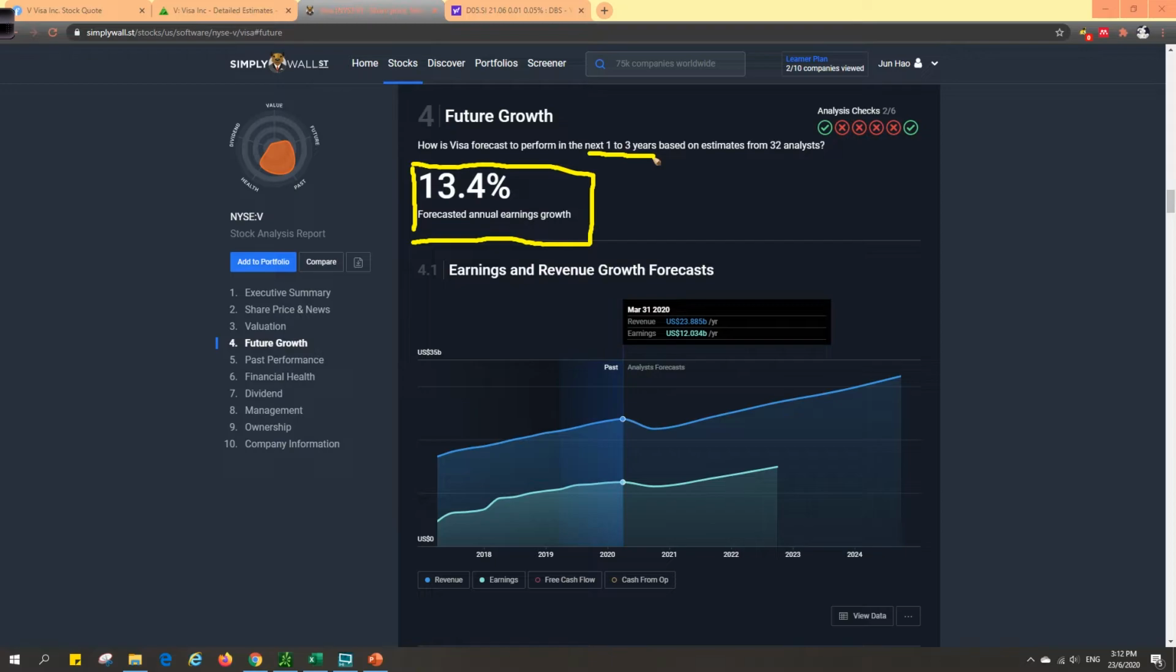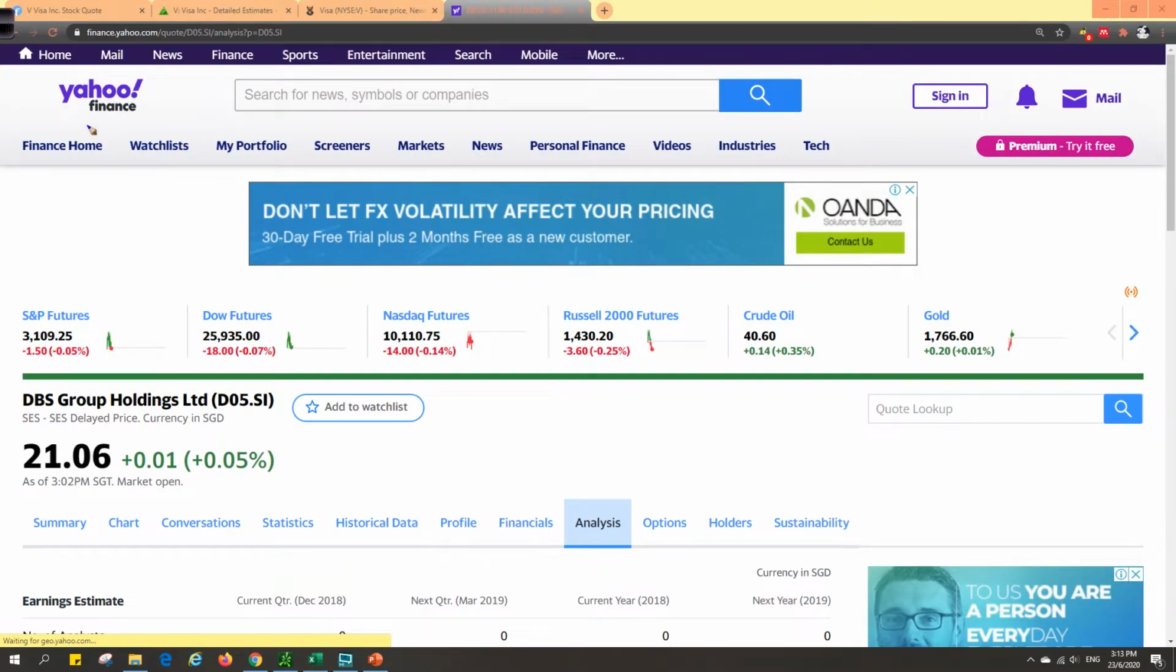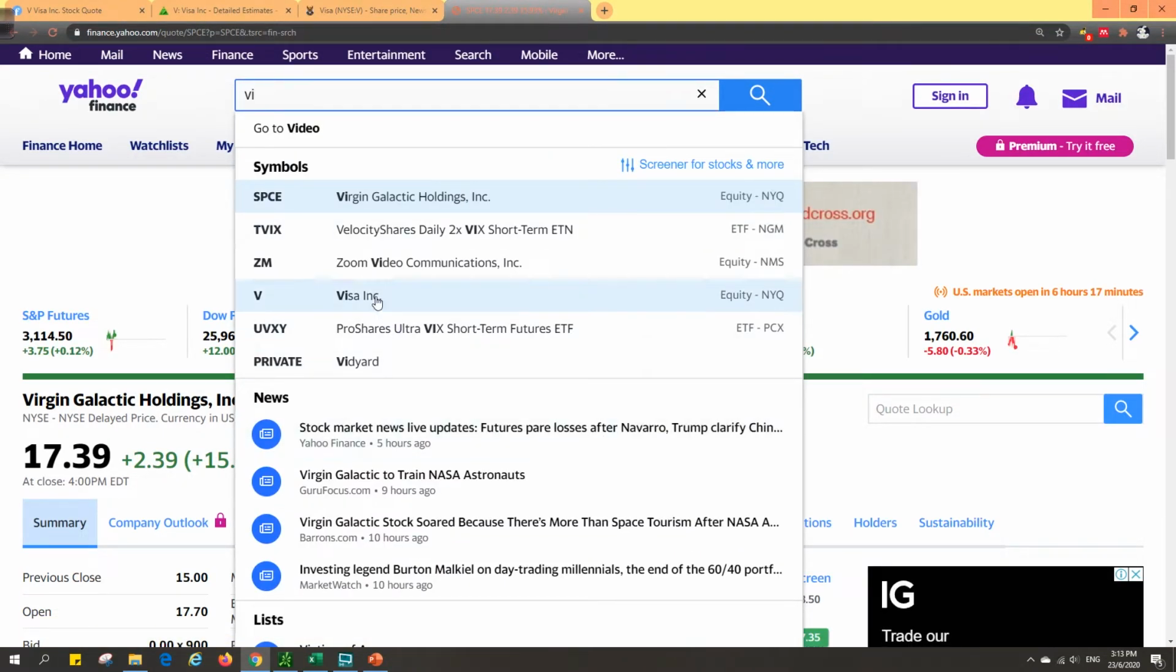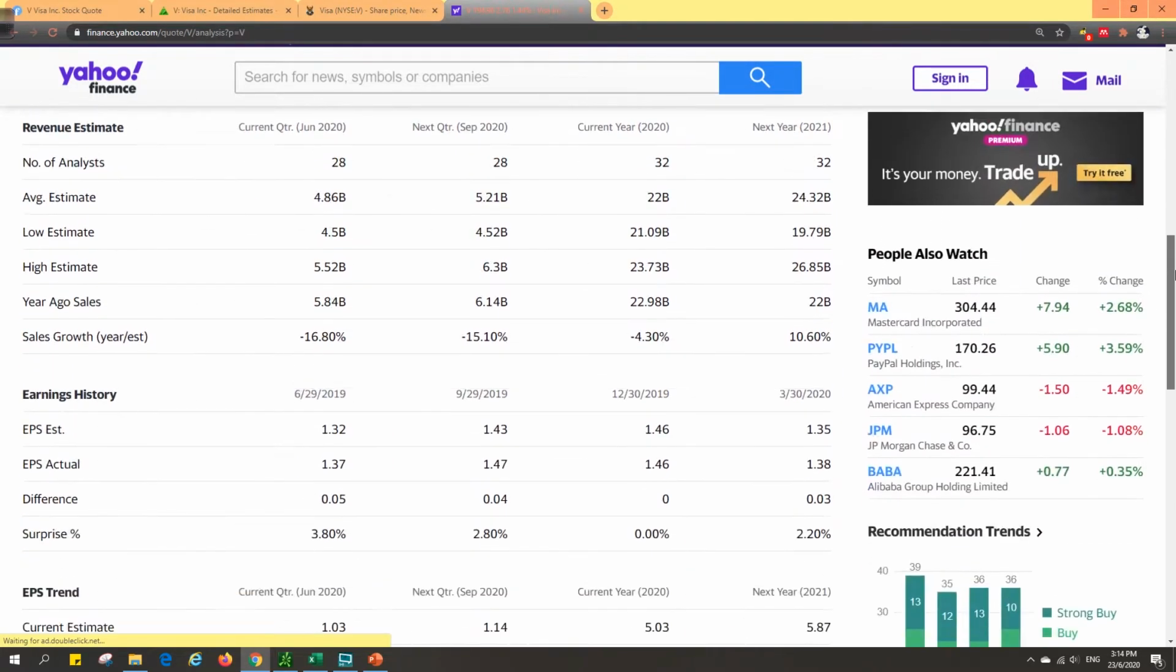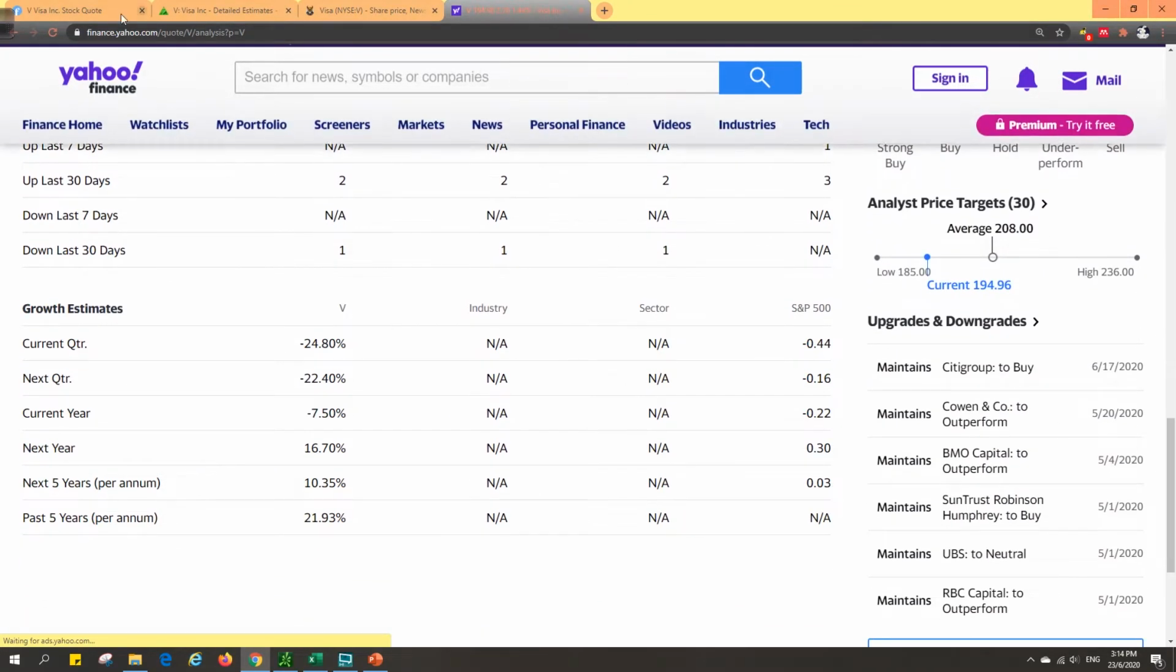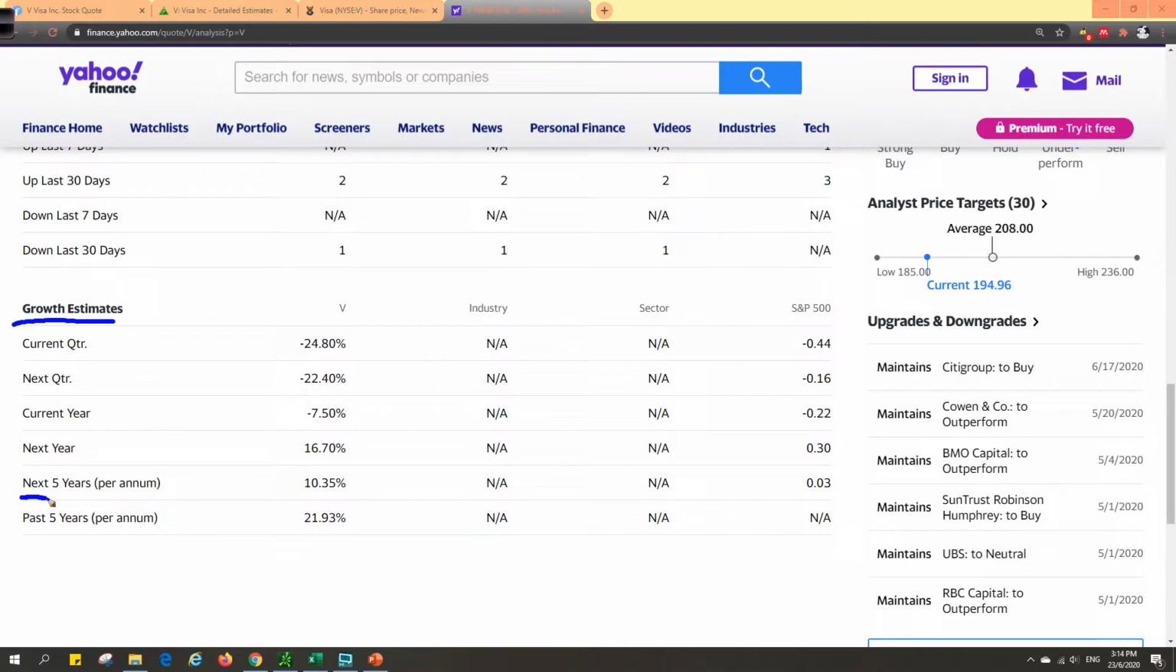If you rely on the estimates from Simply Wall Street to do your intrinsic value calculation, there might be a need to tweak some of your figures in the calculation itself. And last but not least, Yahoo Finance is also another reliable source that you can look up the growth rates of companies on. Likewise, key in the ticker symbol and then go over to the section on analysis. Scroll down all the way till you reach the growth estimate section. And the figure that we are interested in could be found under next 5 years per annum. Similarly, Yahoo Finance reports it to be at 10.35%.